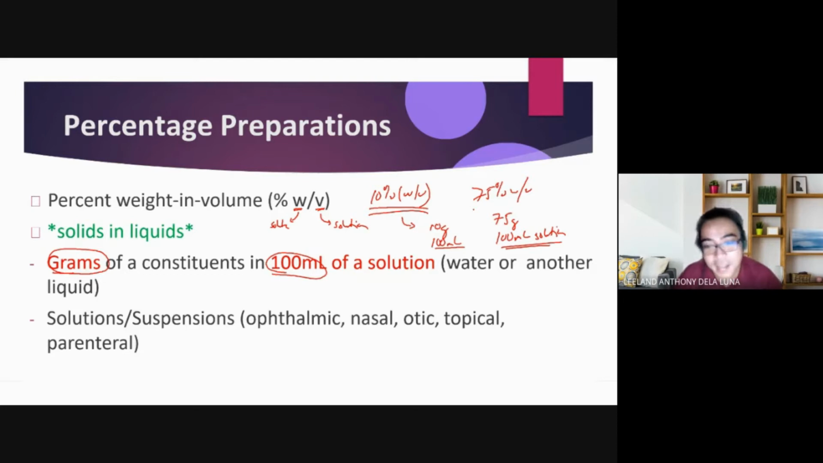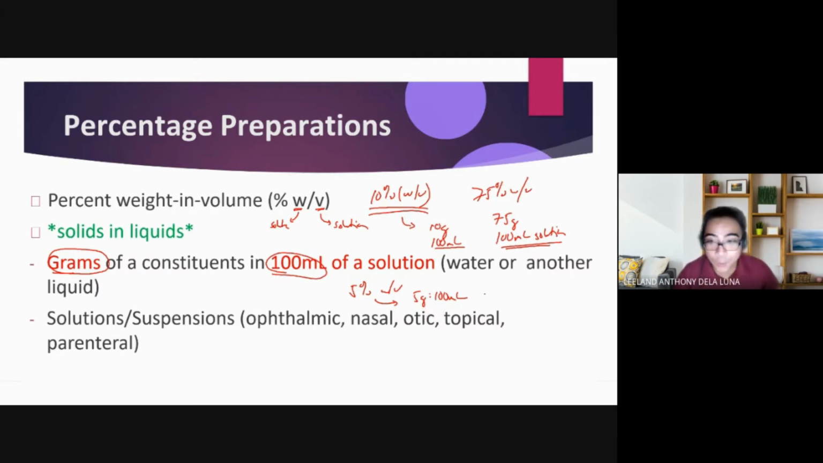So, ganun siya, class. So, ibig sabihin, pag halimbawa, nagsabi naman ako, 5% weight per volume. So, ibig sabihin, class, if I express this as ratio, it means that there is 5 grams in 100 ml of the entire solution.